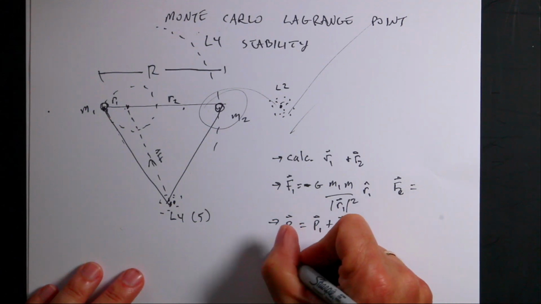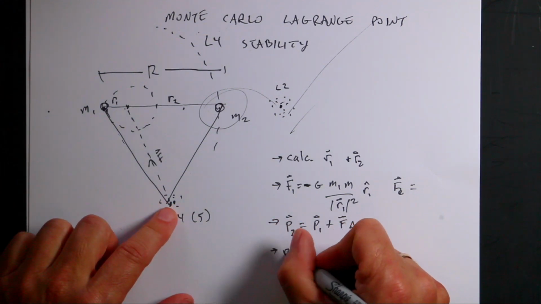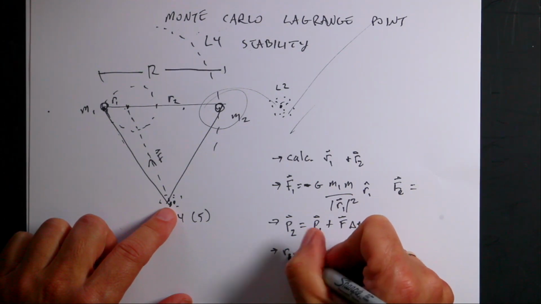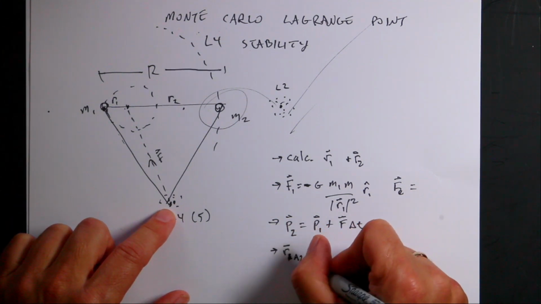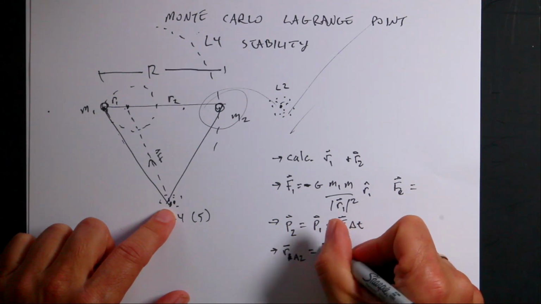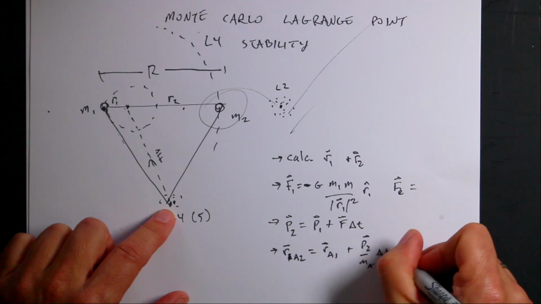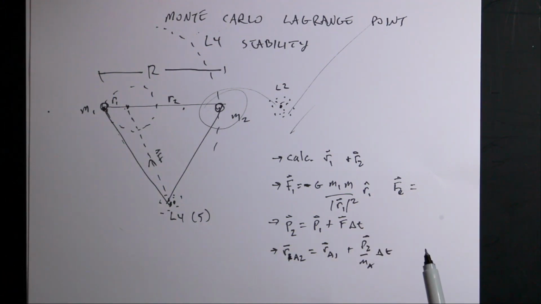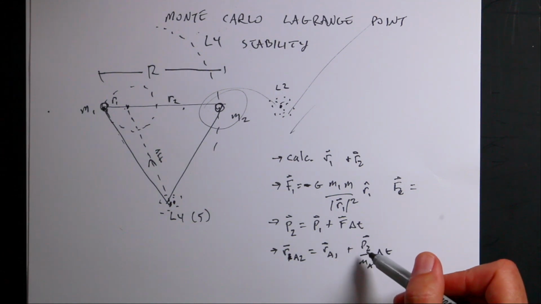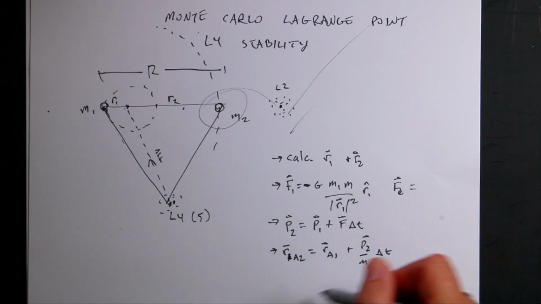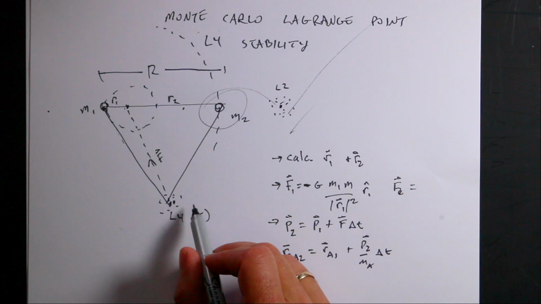After that, I can update the position of my mass here. Let's call it RA, the position of that. R A2 is RA1 plus P2 over MA times delta t. This just comes from the definition of average velocity. Again, I'm assuming the momentum is constant during this time interval, which is not true, but for short time intervals, it works. And then just do that again and again for every single mass.